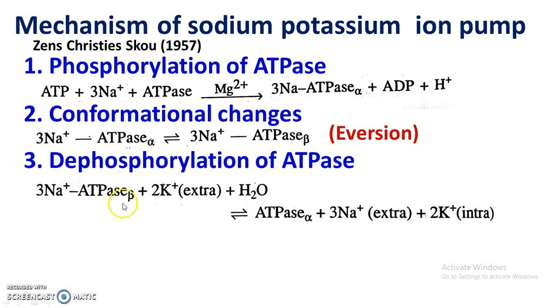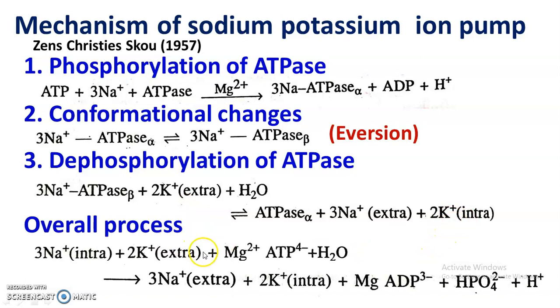So here in the third step, the sodium ions which are bound to ATPase and underwent eversion in the second step are released outside the cell membrane, and these 3 sodium ions become extracellular. Potassium ions bind with this ATPase and get into the cell. These potassium ions were initially extracellular, now they become intracellular.